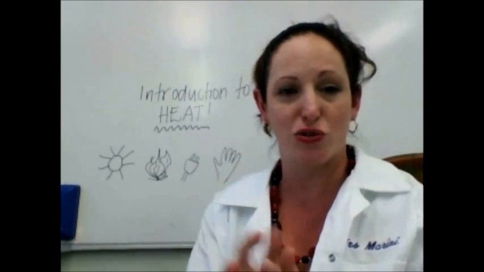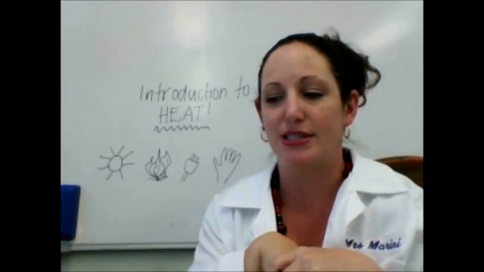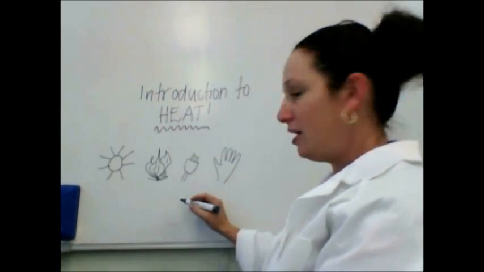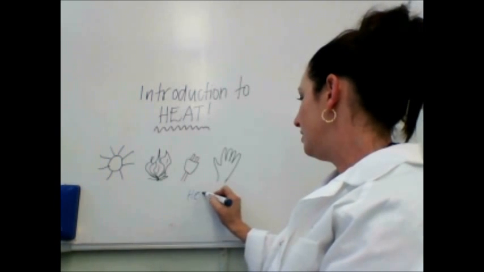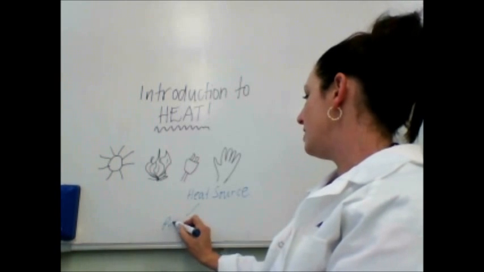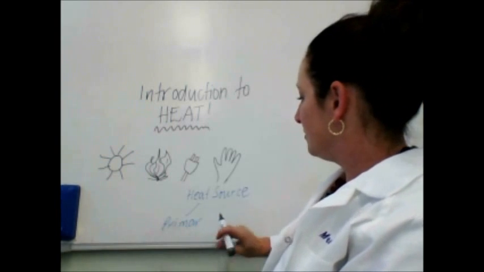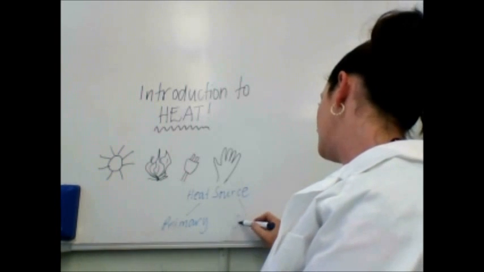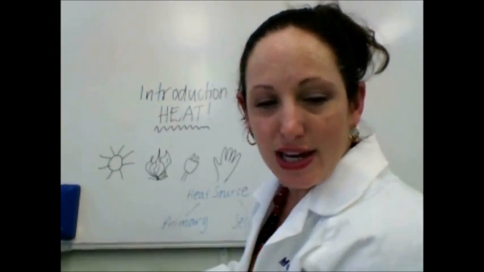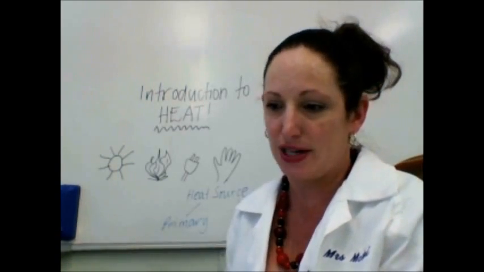There are primary and secondary sources of heat. Primary sources are heat producers, and they produce their own heat. So, let's just write this down here, we have heat sources, and then we have a primary heat source, and then we have a secondary source. Okay, primary sources are heat producers, and a secondary source is heated by a producer.